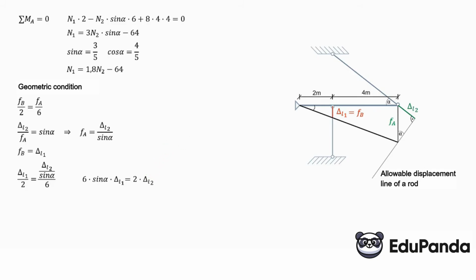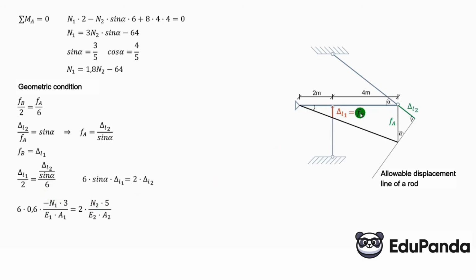We remember the formula for elongation of a rod, N times L divided by E times A, and we substitute sine alpha equal to 0.6, and here is a very important point. As we established from the problem's conditions, there will be a shortening of the first rod, so delta L1 is negative. Because there will be a shortening, the force in this rod, meaning N1, must be negative, which is why this minus sign appears here, and it is crucial. If we do not take this minus into account, the rest will be wrong, so this is very important.